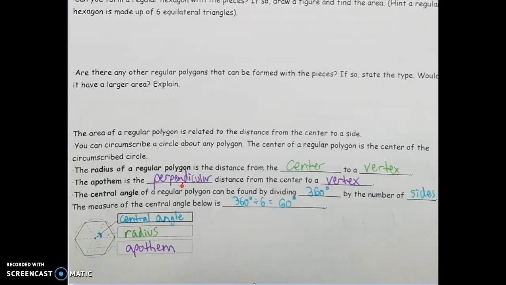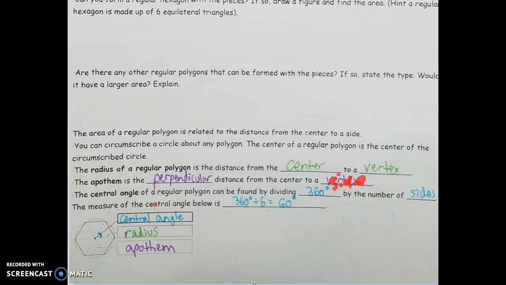The apothem is the perpendicular distance from the center to a side. So this would be side in there, but not vertex. So I want to make sure you have that correction in there. If I go from the center to a side, again, that's drawn in there as the apothem. So not to a vertex, but from the center to the side is what we're going to describe as the apothem. The central angle of a regular polygon can be found by taking 360 for the circle and dividing that by the number of sides that you have.